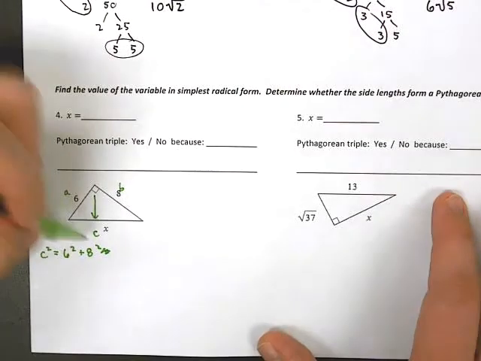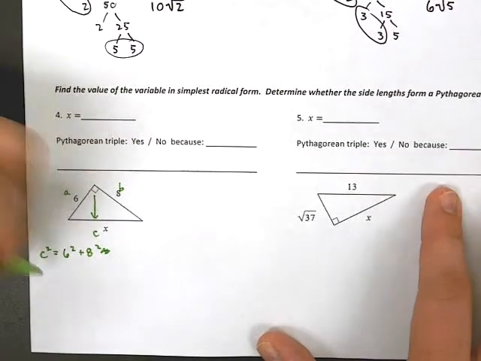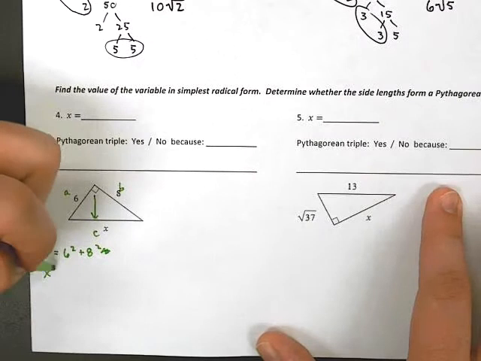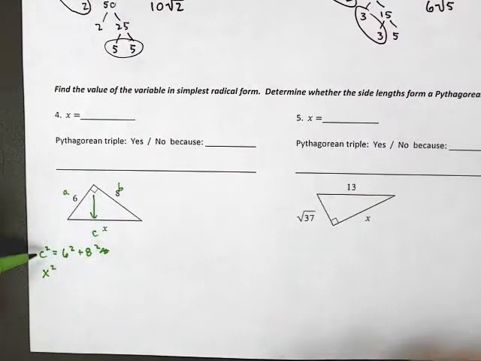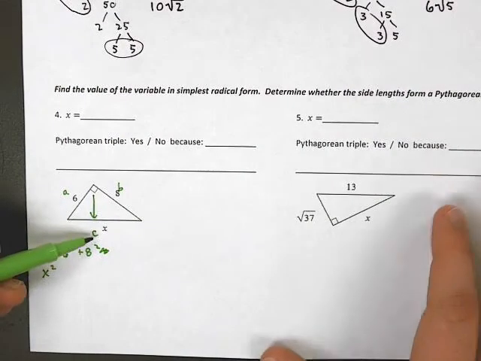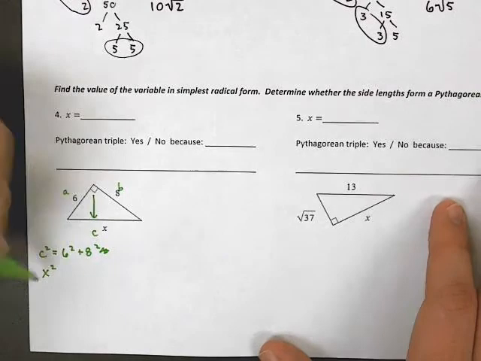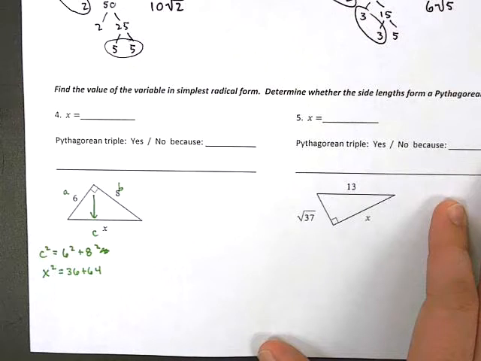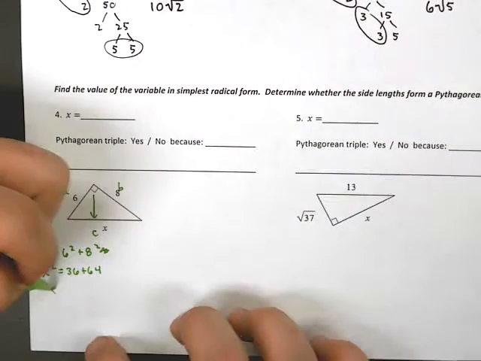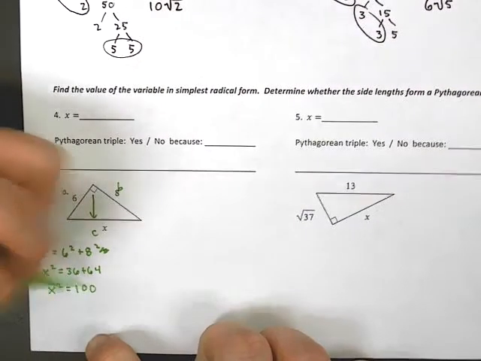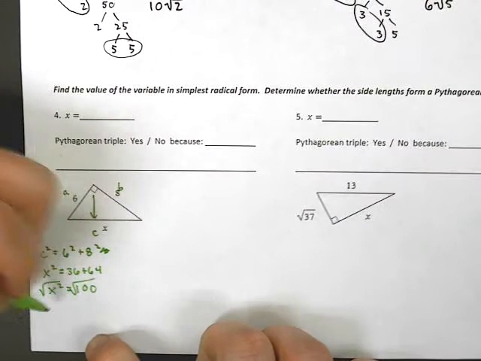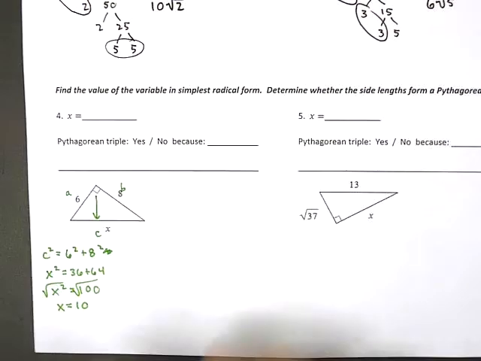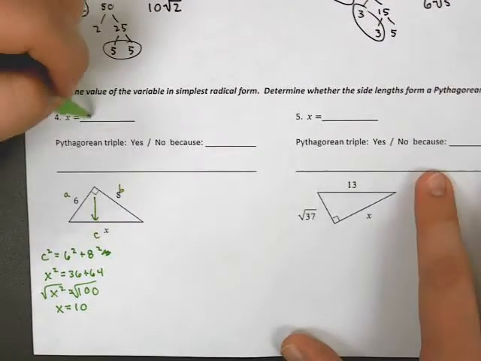Oh, and I should have replaced, I knew that this is going to be x squared. Sorry, guys. Alright, so x squared, because x is my C value, or C side, x squared is equal to 36 plus 64. X squared equals 100. And then we have to square root both sides, so x is equal to 10.